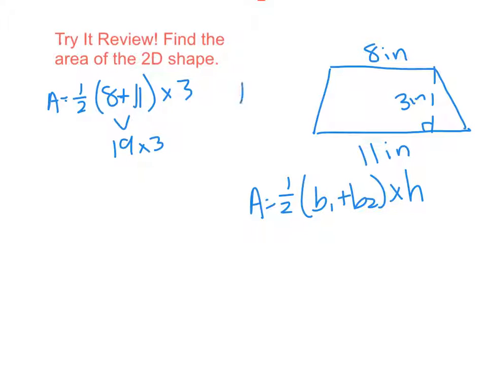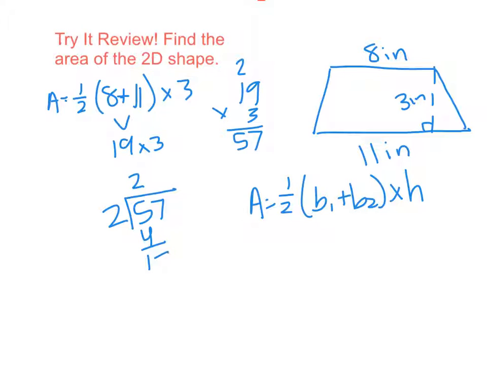19 times 3. Let's try that. 57 divided by 2, because remember, we're multiplying it by 1/2. So 57 goes. Let's see. And you know what I'm going to do? I'm going to leave this as a fraction when I get a remainder here. I'm going to just leave 28.5 inches squared.